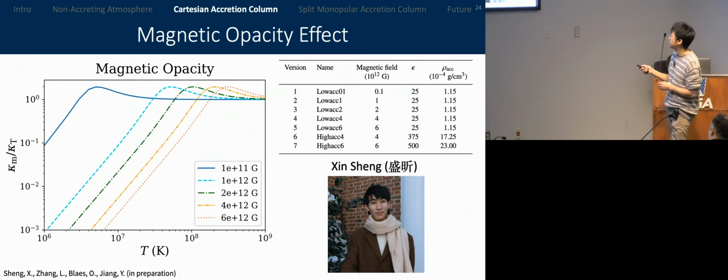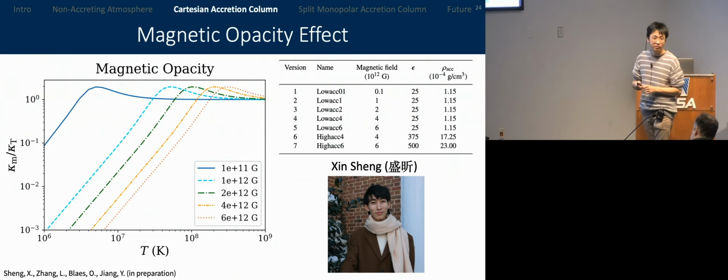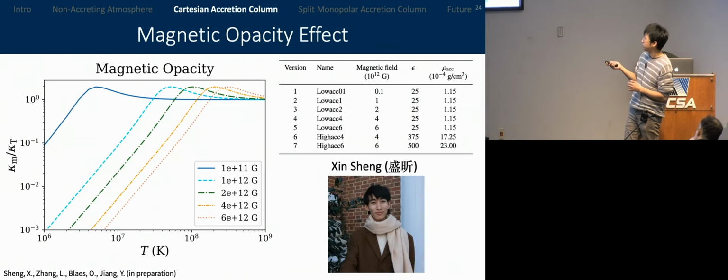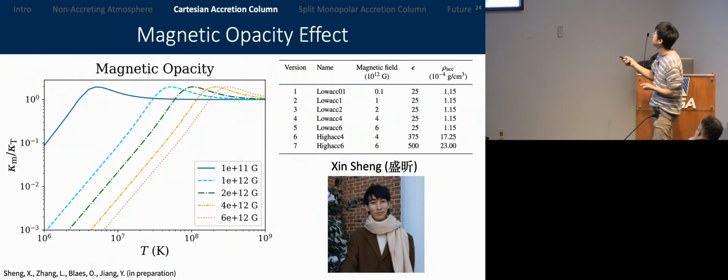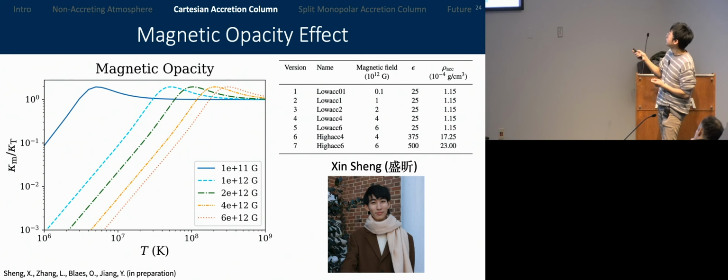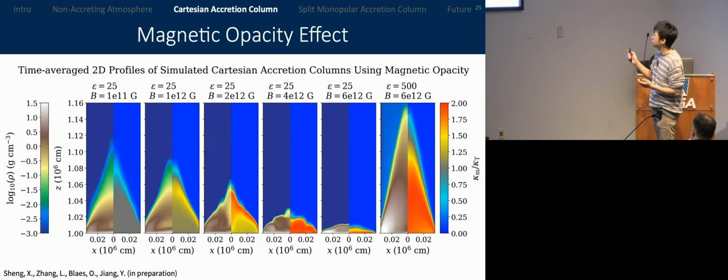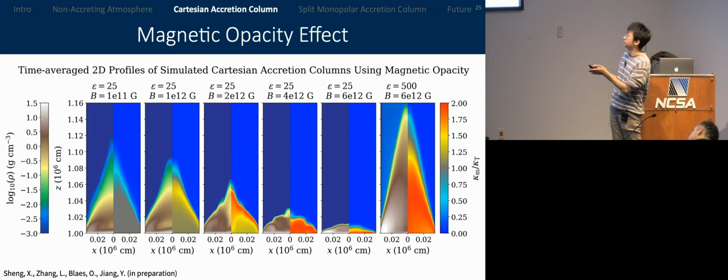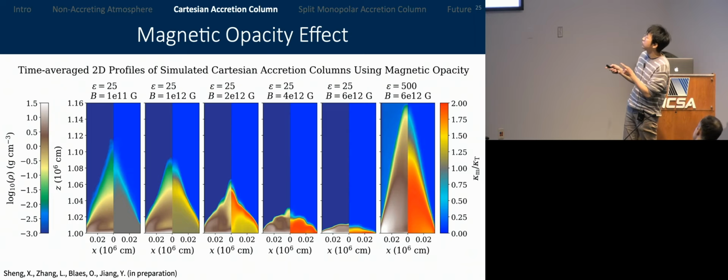So this very talented undergrad, working with both me and Armour, is in charge of running this simulation using my setup over here, just by changing the opacity table. And we have run seven simulations with different accretion rate and magnetic field. I'm just going to show you some general readouts. So epsilon here is the local accretion rate in terms of the Eddington ratio.